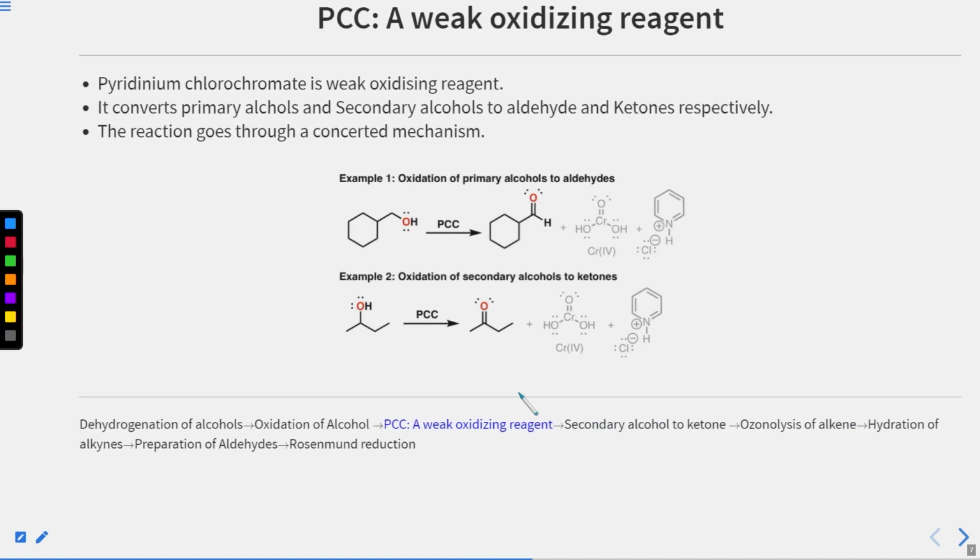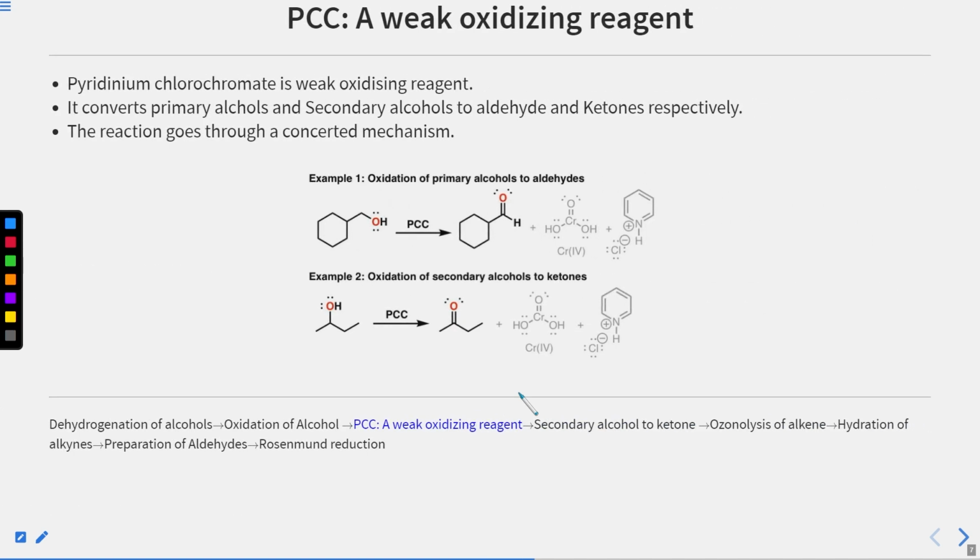Okay, now let us start with a weak oxidizing agent. I have told you earlier that if you take a primary alcohol, it will be converted into aldehyde and not ketone, because that would require a second alkyl group on the side where the hydrogen is present, and that is not done in oxidation. So for that we take PCC. It is called pyridinium chlorochromate.